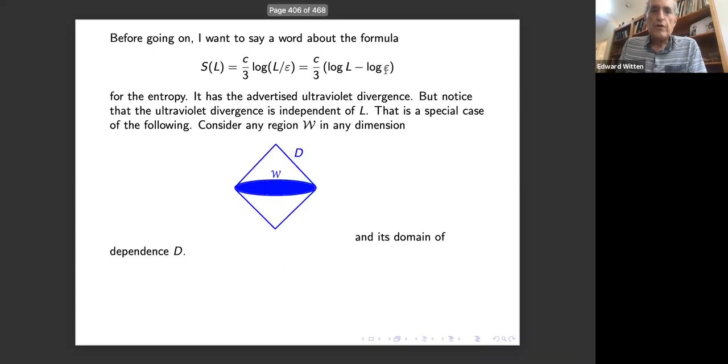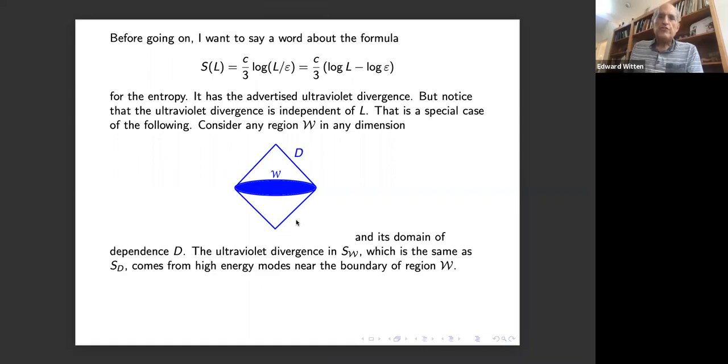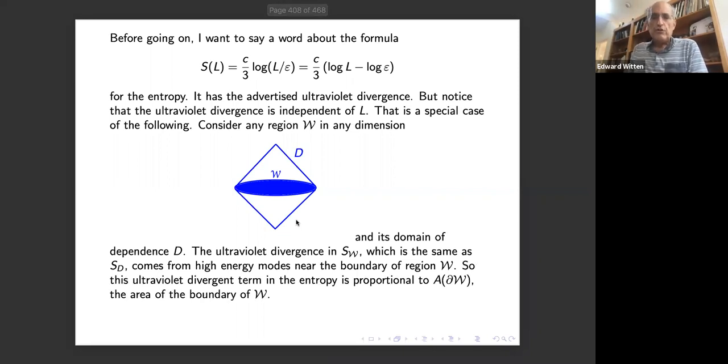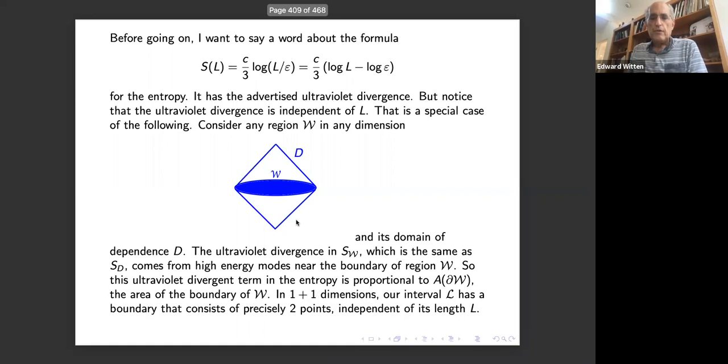That's a special case of the following. There's a fact I already said before, but it's sufficiently important, I want to say it again. Consider any region of space and its domain of dependence, D. The ultraviolet divergence in the entropy of W, which is the same as the divergence in the entropy of D, comes from high energy modes near the boundary of region W. So the ultraviolet divergent term is proportional to the area of the boundary. In 1 + 1 dimensions, the interval has a boundary that consists of precisely 2 points, independent of the length. And because the boundary didn't depend on L, that's why the ultraviolet divergence is independent of L.